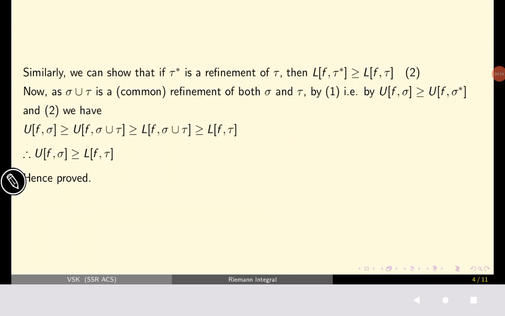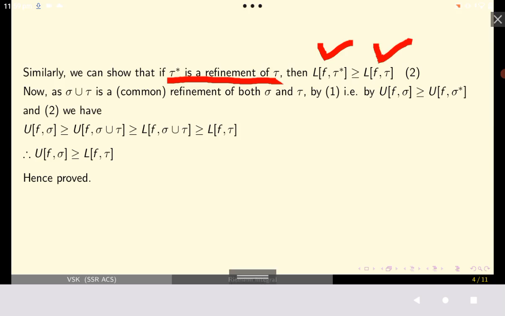Now let us proceed. Similarly, if tau star is any refinement of tau, then the lower sum with respect to tau star of f is always greater than or equal to the lower sum of f with respect to tau. So in this case, the inequality is reversed. Now, if we take sigma union tau, a common refinement of both sigma and tau, then by the first result, the upper sum of f with respect to sigma is greater than or equal to the upper sum of f with respect to sigma union tau.